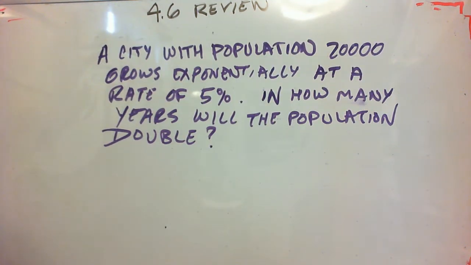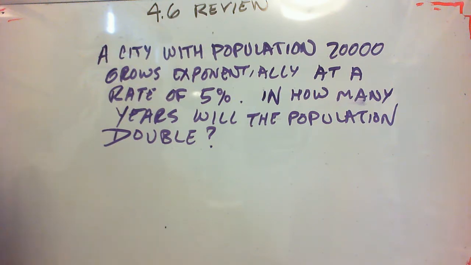Okay, the next problem, kind of like number 3. A city with population 20,000 grows exponentially at a rate of 5%. In how many years will the population double? So here I haven't given you a model, but we can come up with a model quick enough.